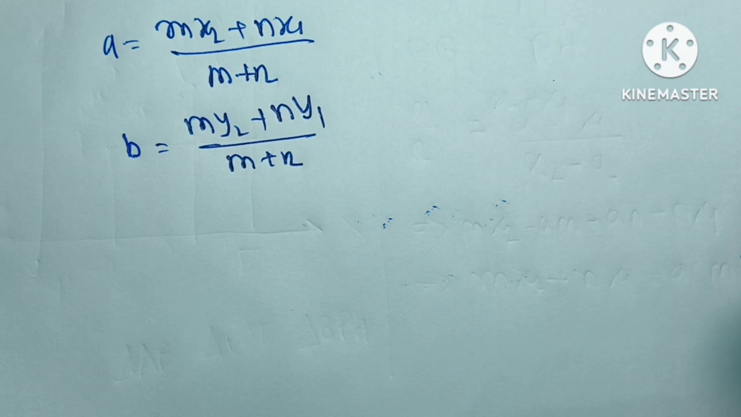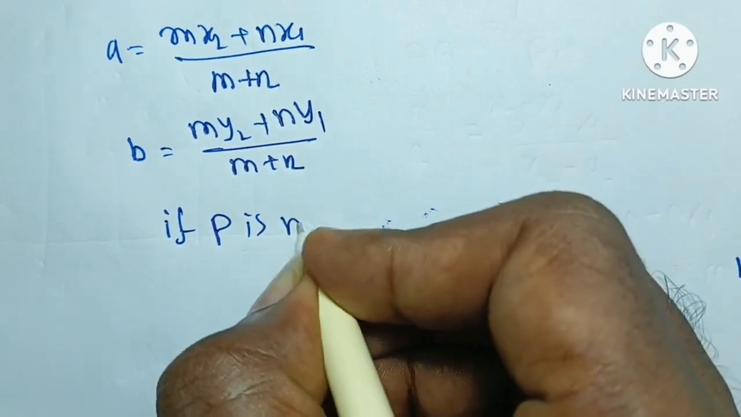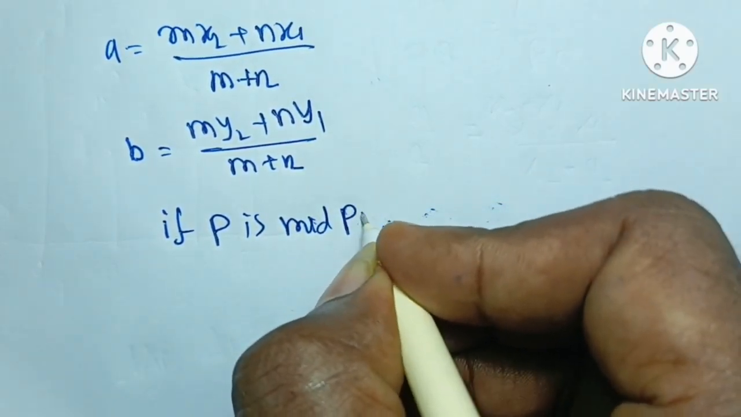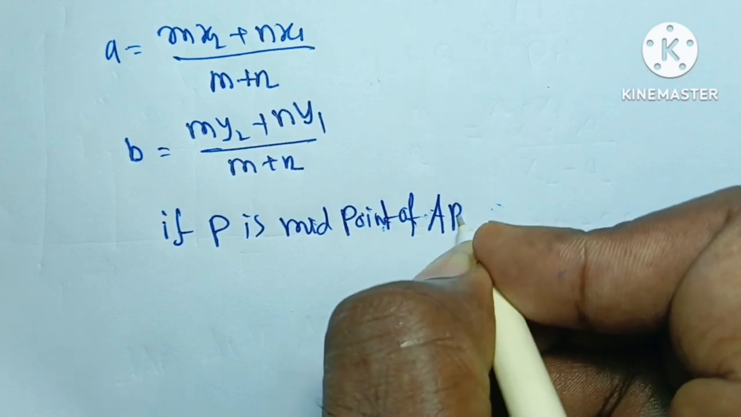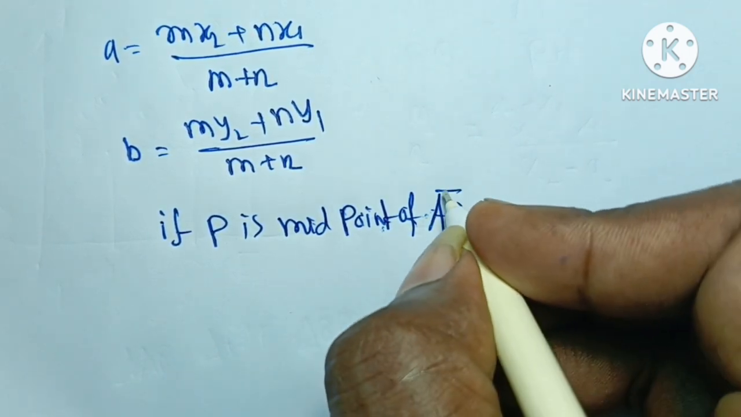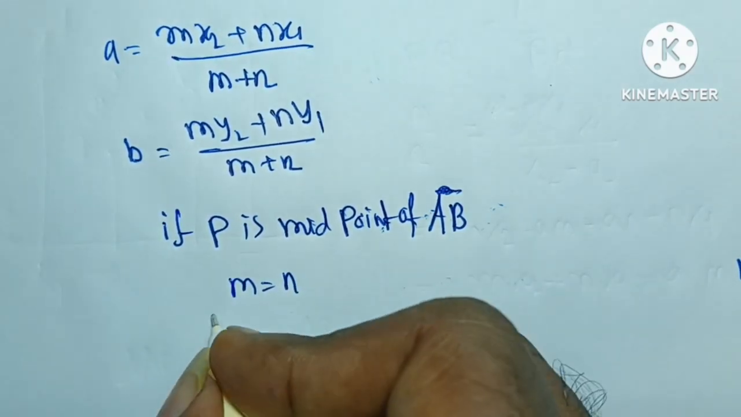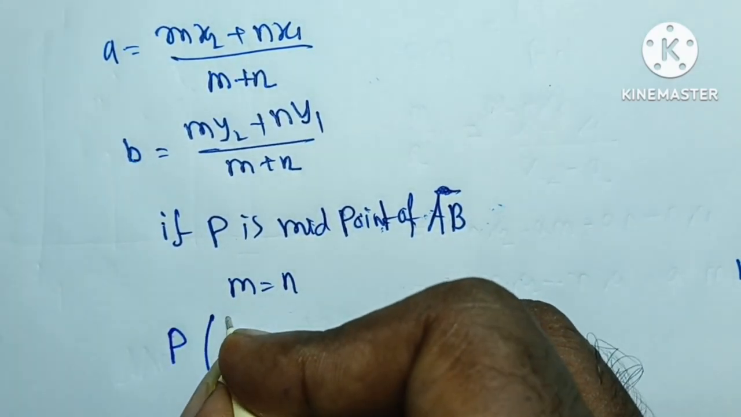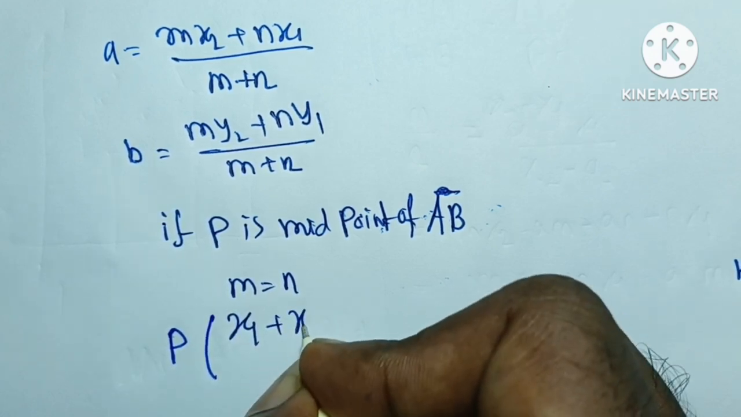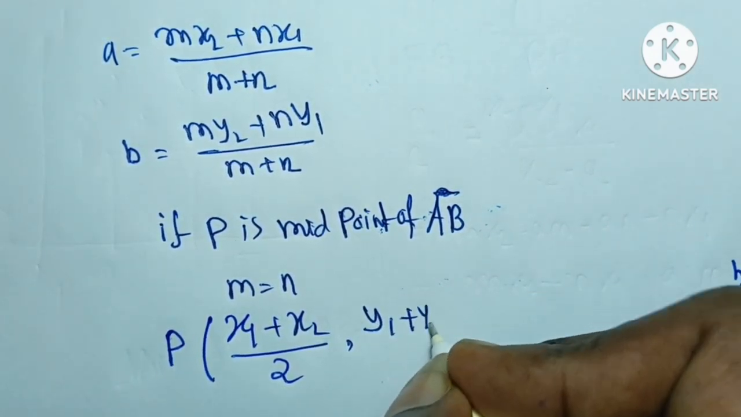If P is the midpoint of the line AB, then we can write m equals n. So the coordinates of P are x1 plus x2 by 2 and y1 plus y2 by 2.